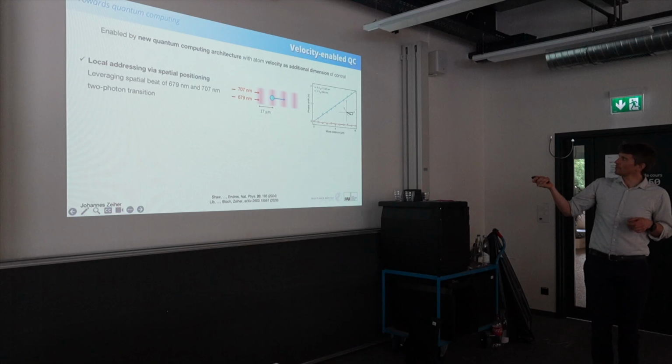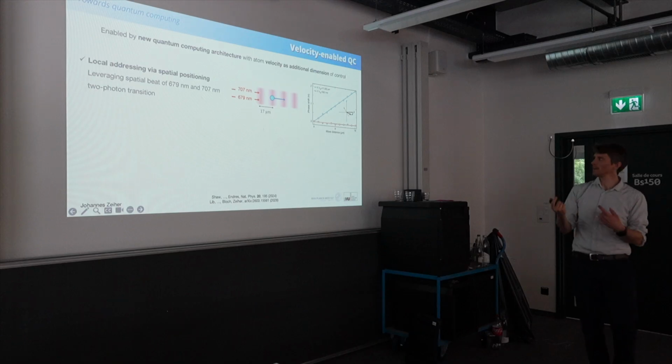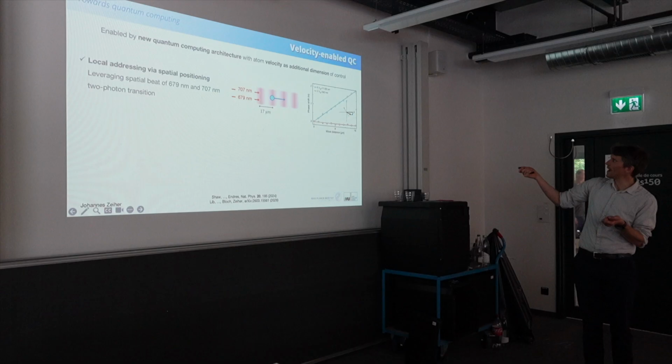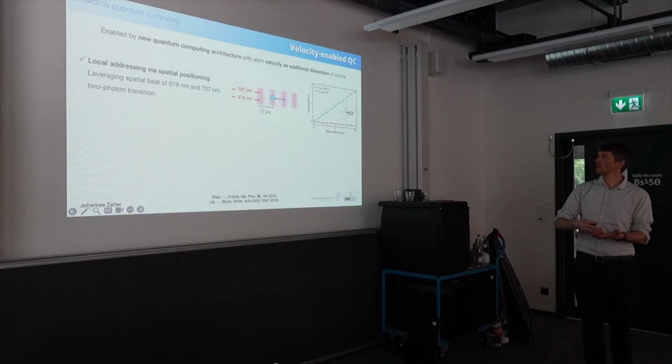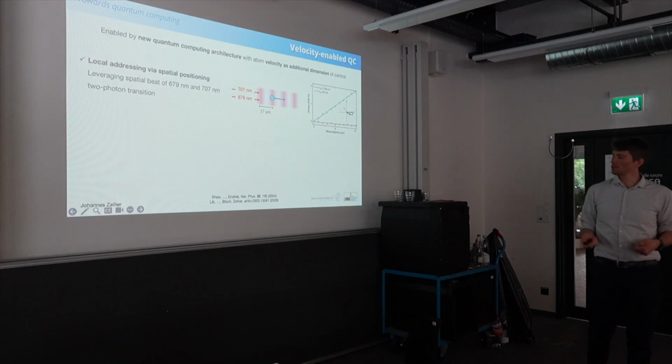And what that means effectively is that depending on where you place the atom relative to this running wave, you can actually change the axis about which you rotate the atomic state. So you make either a rotation about the x-axis of the Bloch sphere, or the y-axis, or anything in between, depending on where you place the atom. So you have a way here of doing local operations by placement of the atom. So that's something that we use here.